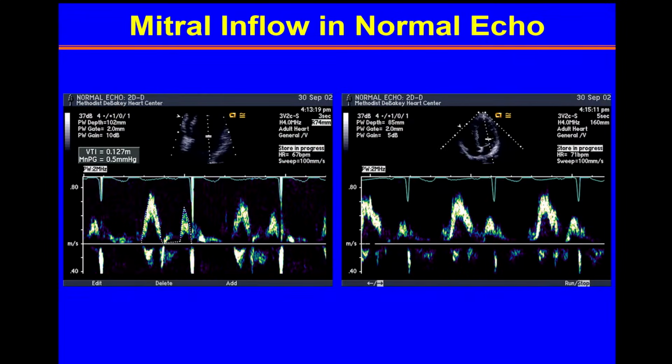For the mitral valve, we get the mitral annulus diameter, and we combine that with flow at the level of the annulus.